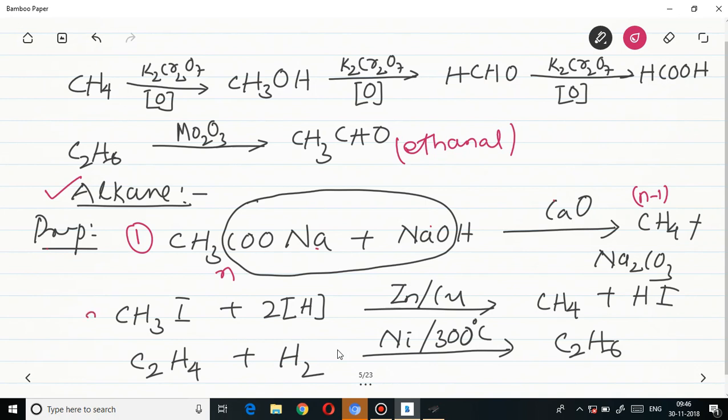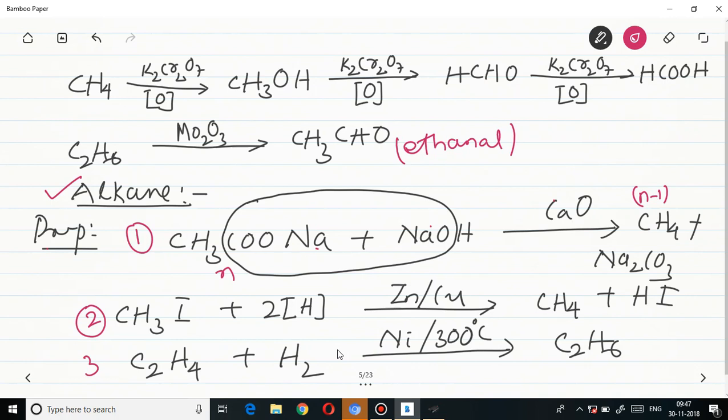The second method of preparation is, if I take methyl iodide and I react it with nascent hydrogen, in presence of zinc and copper couple, one hydrogen will replace one iodine, CH4 will be prepared and HI will be there.